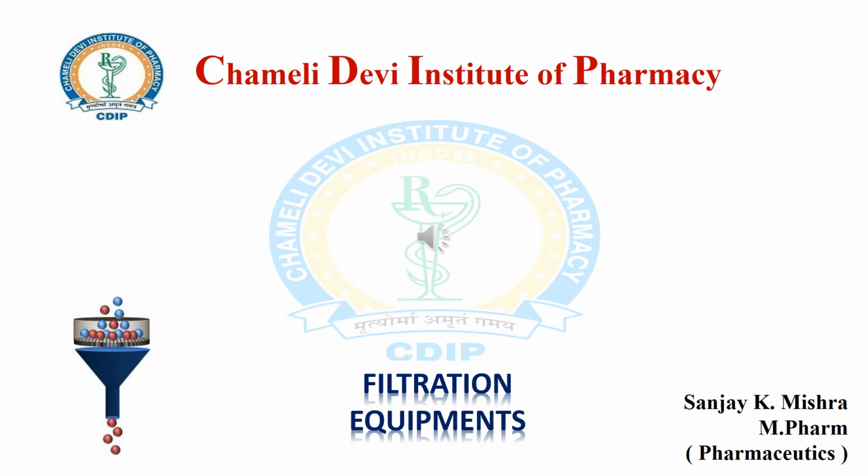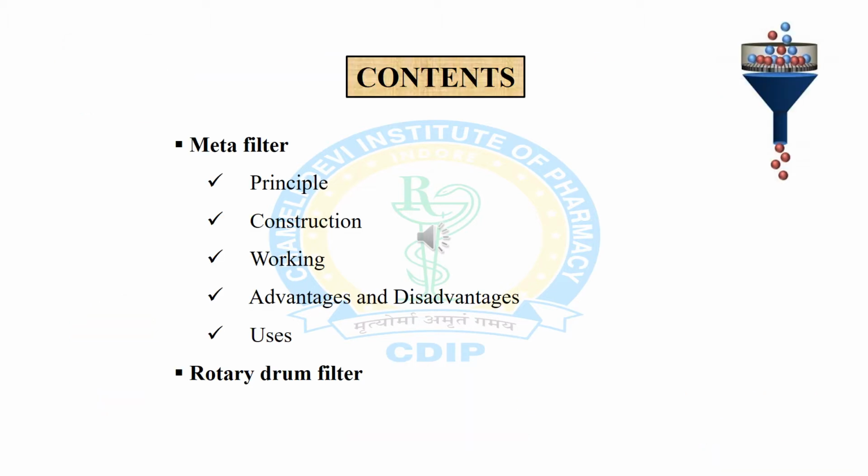In today's session, we are going to discuss filtration equipment. Now comes the contents to be discussed here. Basically, two filter equipments will be discussed: the metafilter and rotary drum filters. For these filters, we learn about their principle, construction, working, advantages and disadvantages, as well as their uses.